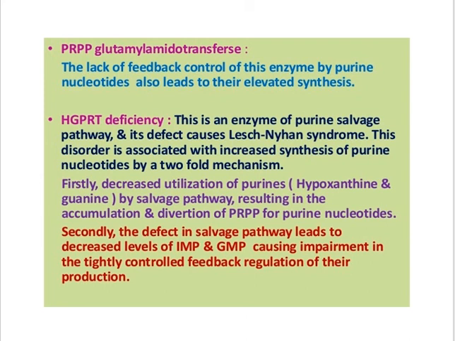Similarly, with the deficiency of this enzyme, PRPP, phosphoribosyl pyrophosphate, also gets accumulated. As we know, PRPP is an activator of PRPP glutamyl amidotransferase. So this excessive amount of PRPP activates the PRPP glutamyl amidotransferase, leading to the excessive production of purine nucleotides, which are then finally degraded in larger amounts, leading to the production of a larger amount of uric acid.